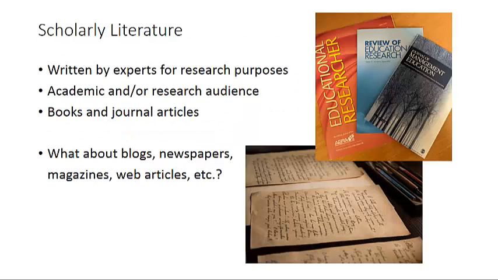Sources for a literature review are generally drawn from the scholarly literature. What is the scholarly literature? This is a term that encompasses various sources of information about a topic that have been written by experts for research purposes. The scholarly literature consists of academic books and journal articles that are written by researchers for an academic or research audience. Note that research may also be reported in many other sources of information: blogs, newspapers, magazines, research reports, web articles, and so forth. These sources may be included in a literature review. However, we usually limit the term scholarly literature to academic books and journal articles.